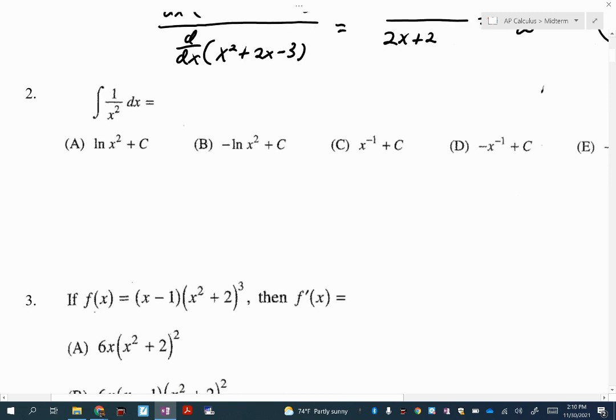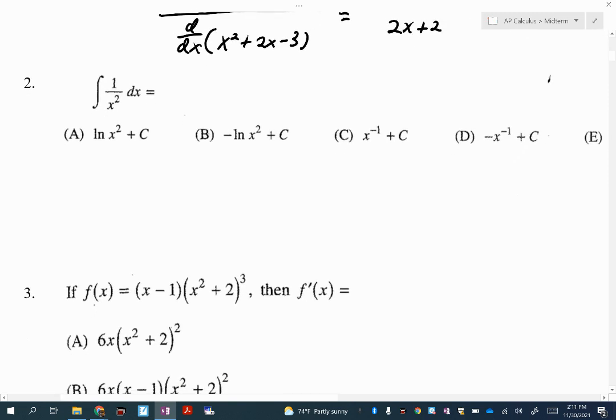Number 2 is a basic integral problem. All right, so remember in the introduction we did to integrals, essentially we're just going backwards. So we're trying to find a function that when I take the derivative, I get 1 over x squared. So the first thing I did was I rewrote this as x to the negative second power. So if I want to get x to the negative second power, I'm going to actually start with x to the negative first power, all right? Because when I subtract 1, I get x to the negative second power.